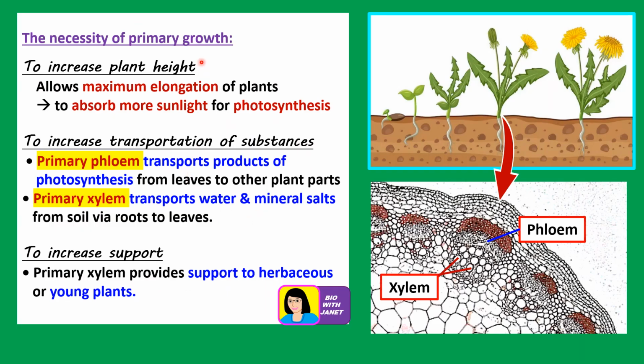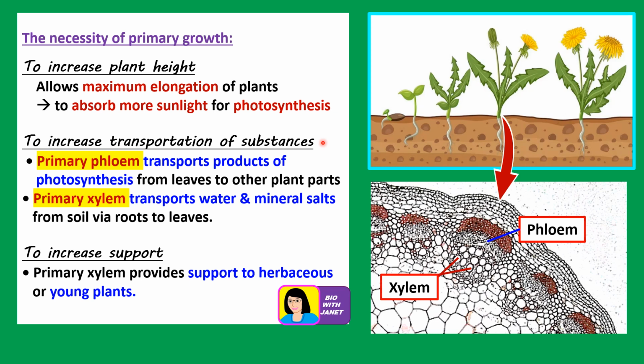What's the necessity of primary growth? Firstly is to increase the plant height, and this allows maximum elongation of plants. Okay, primary growth allows maximum elongation of plants to absorb more sunlight for photosynthesis, right? So that it can grow higher and higher and taller. And if it's competing with other plants to obtain sunlight, it needs to grow taller than them to absorb more sunlight for photosynthesis. So primary growth is very important to increase the plant height.